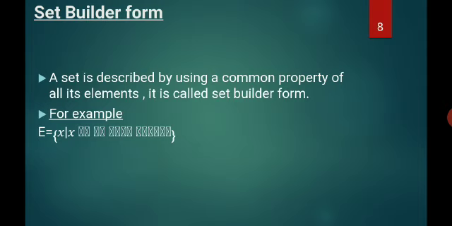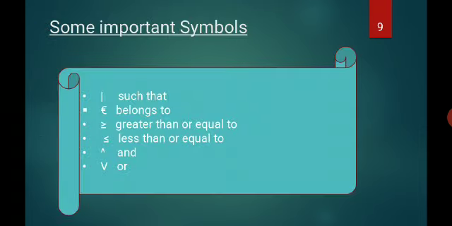There are some important symbols which we have to know when we write in set builder form. First one is such that. Second one is belongs to, and third one is greater than or equal to, and the next is less than or equal to, and the second last is and, and the last one is or. These are all symbols which we use in our set builder form. Now move to exercise number 1.